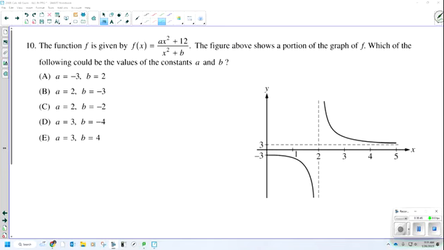Number 10, the final question in this video and this set. The function f is given by f of x equals (a x squared plus 12) all over (x squared plus b). The figure, in this case bottom right, shows a portion of the graph of f. Which of the following could be the values of the constants a and b?